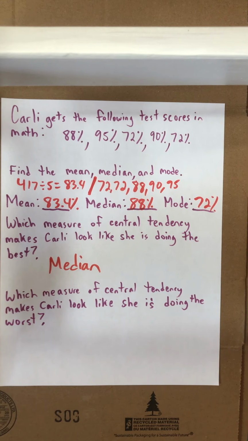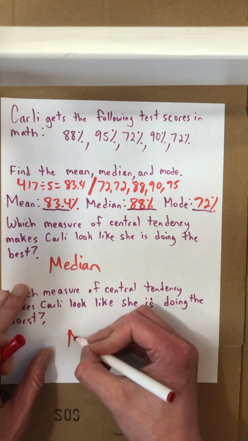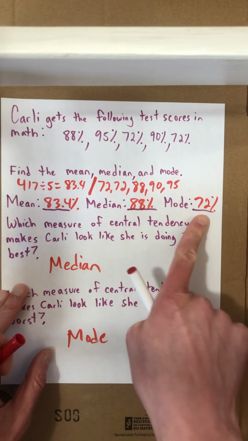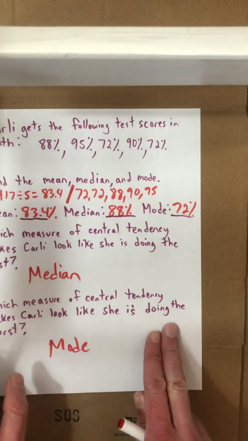Which measure of central tendency makes it look like she's doing the worst? Well, if she decided to go with the mode, that's the one that has the lowest percent. So the mode in this case would make her look like she's doing the worst. If she was trying to convince people that maybe math is something that she's not very good at, she could say that her mode average mark is 72% in her math tests this year. And then she'd be able to show that off as well.